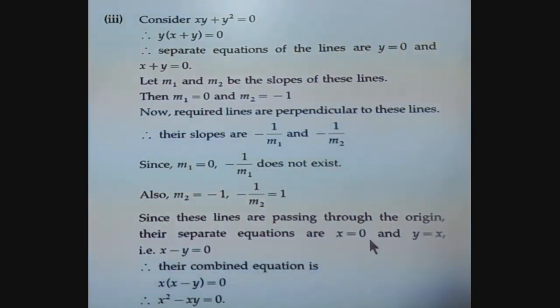So we write equation of y-axis as x equals to 0, and from the second slope we write here slope is 1, y equals to 1 into x, that is y equals to x. We write this as x minus y equals to 0. Therefore their combined equation is x into x minus y equals to 0. Therefore x square minus xy equals to 0 is the required combined equation.